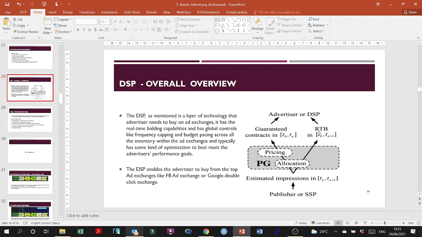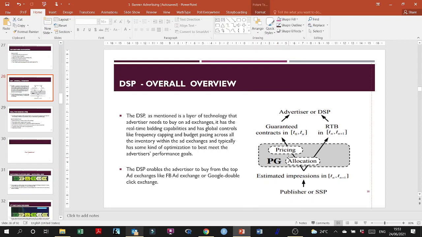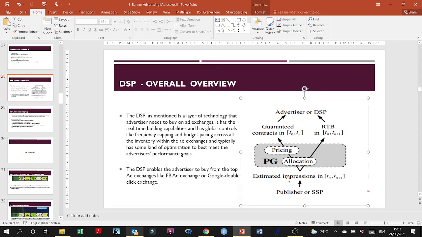While in real-time bidding, in RTB, what happens is you are triggered at TN, and then at TN plus 1, this is where you get your estimated impressions. Yeah, so in any case, you don't have to pay very close attention to this. It's just that there's a pre stage to the guaranteed contracts, but there isn't for the RTB.